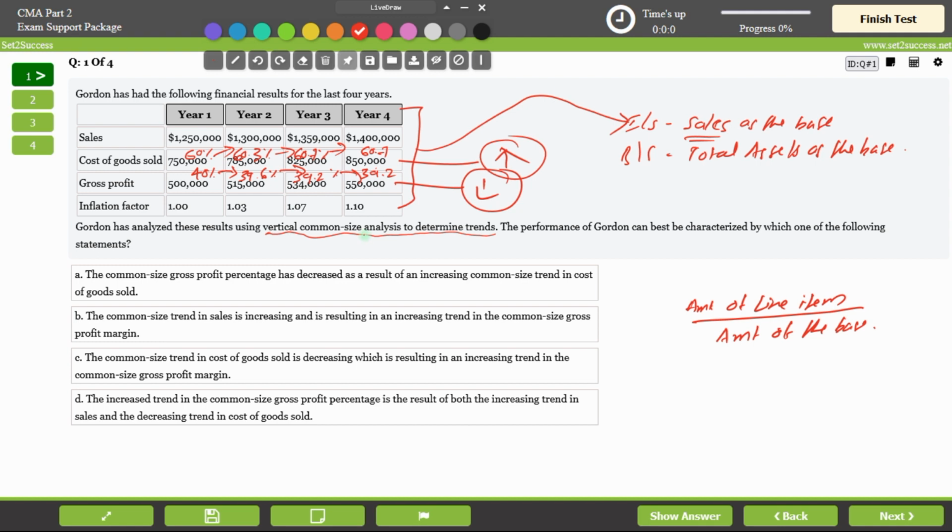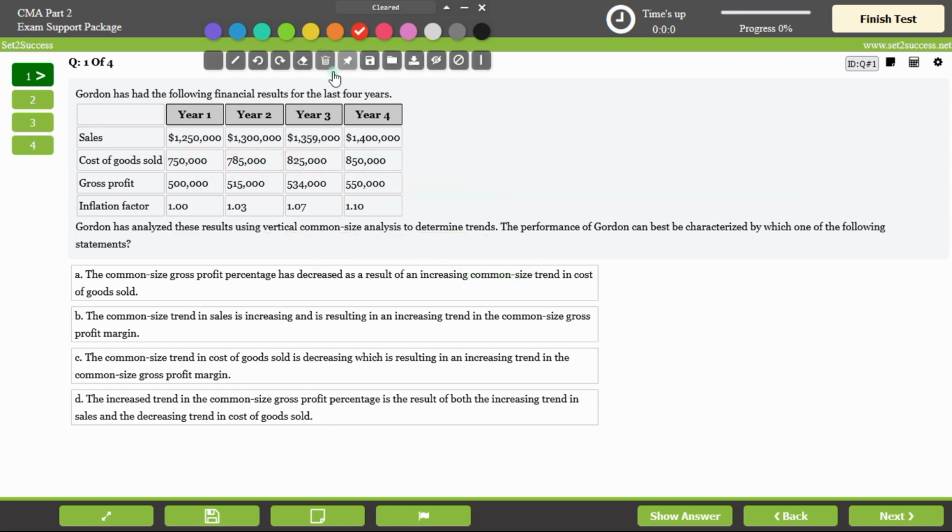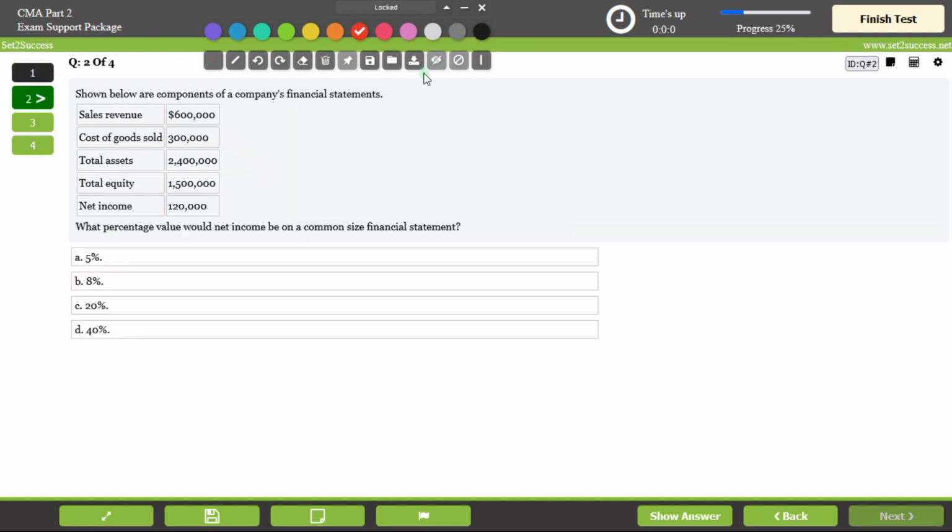So the correct option for this MCQ is that the common size gross profit percentage has decreased as a result of increasing common size trend in cost of goods sold. The trend in cost of goods sold has been increasing. So this is the correct option. Next.